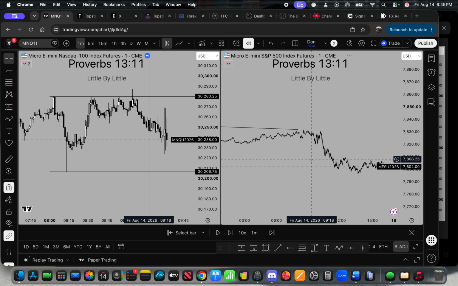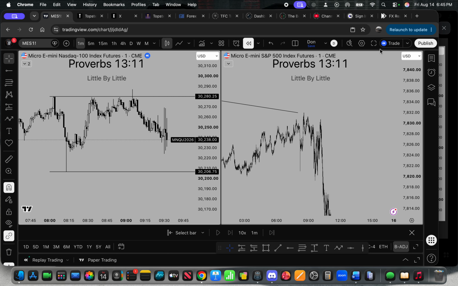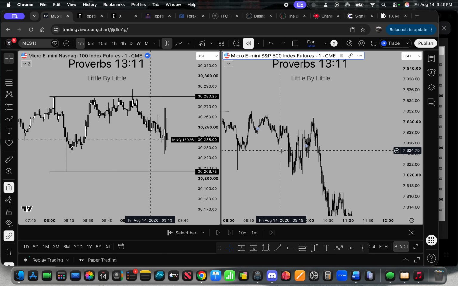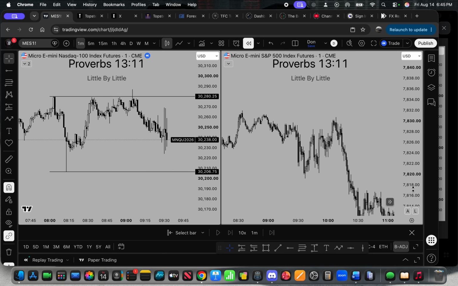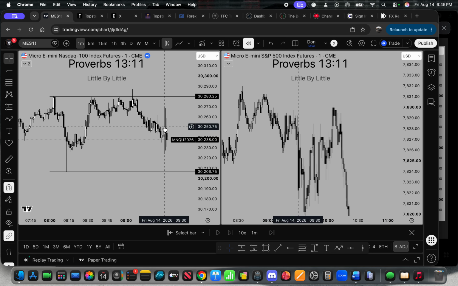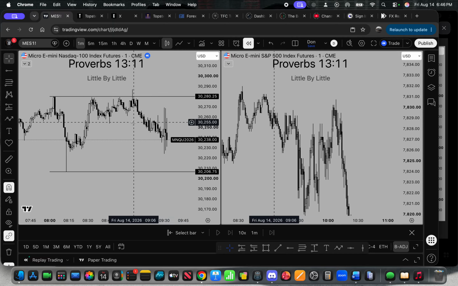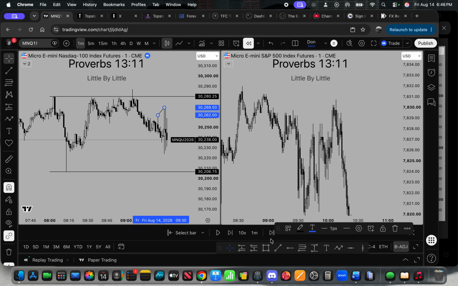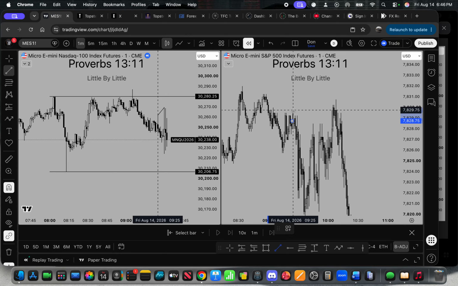Let me go on Friday. So right here. Let me find the manipulation right there. Where is it? Right here. So 9:30, we manipulated this high right there. Really small, tiny manipulation.